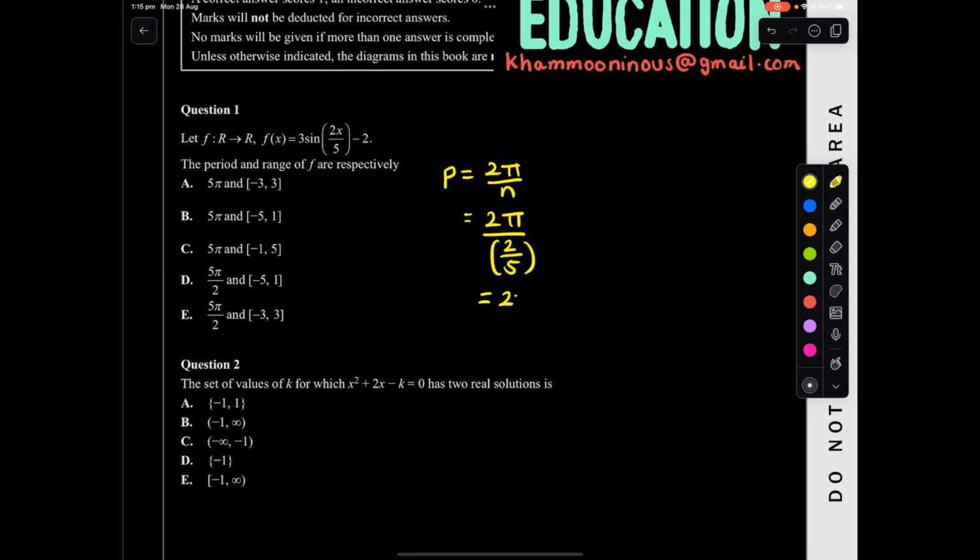Which you can say that's 2 pi times 5 over 2. These cancel out, leaving us with 5 pi. So that's your period. So E and D are wrong.